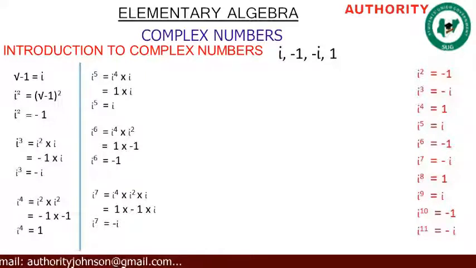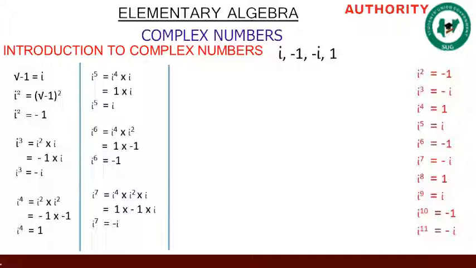Also, when you have i raised to power 7, it can be written like this: i raised to power 4 times i raised to power 2 times i. You get it? Okay, i raised to power 4 is what? 1. i raised to power 2 is minus 1, times i. So I'm going to have 1 times minus 1 is minus 1, and minus 1 times i is minus i. So therefore, i raised to power 7 is equal to minus i.